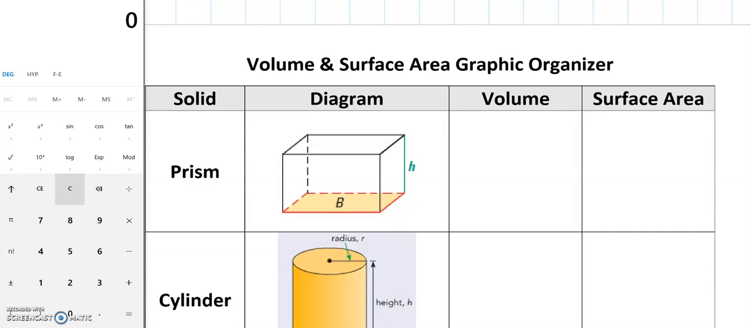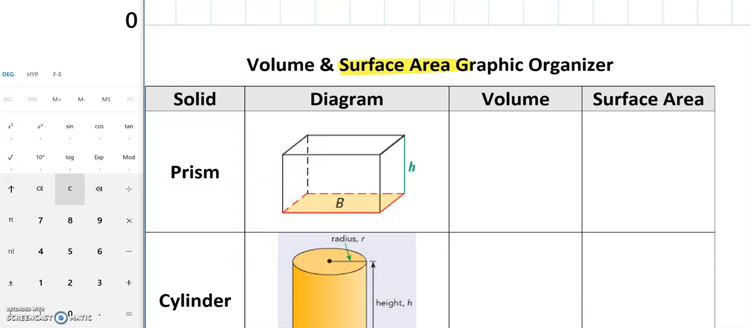Hello everyone, let's pick up from our volume unit and let's talk about surface area. So surface area is different than volume because you're trying to cover an object. You're trying to find the area of each of the surfaces that make up your object, and you're going to add all those areas together.